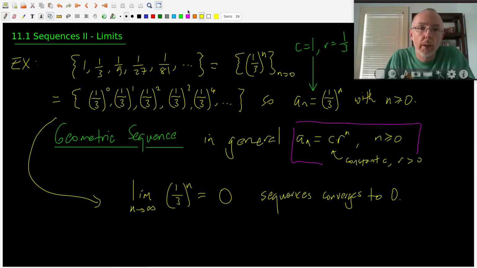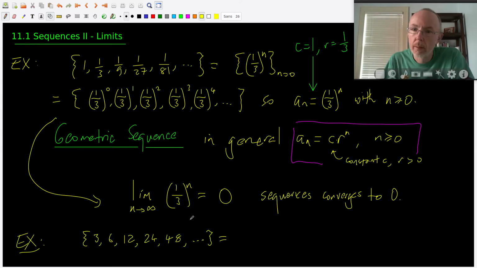In general, you can kind of think about what would happen in cases like this. Here's another example of a geometric sequence. And if you look at that for a moment, you can say, okay, this is starting with a value of 3, and then I'm multiplying it by 2 each time. So I can think about that as 3 times 2 to the 0.